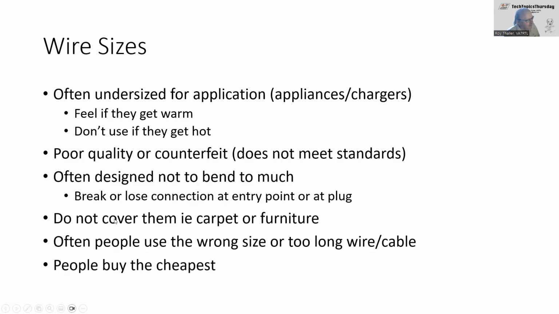You shouldn't put extension cords under carpet or behind furniture, especially if you don't know if it's going to get hot or not. And often people use the wrong size. For an air conditioner, you should really use size 12, but not 14 or 16. Other people use too long of a wire. And people tend to buy the cheapest. So if you're going to use it, make sure you're buying a good one. You don't want to start a fire in your place.